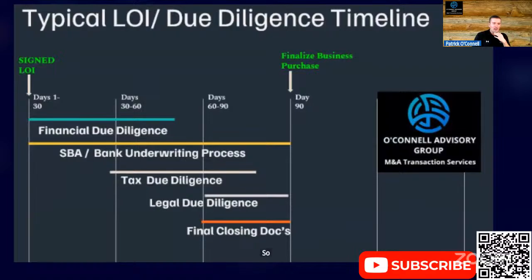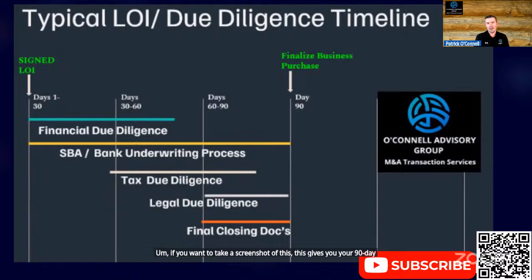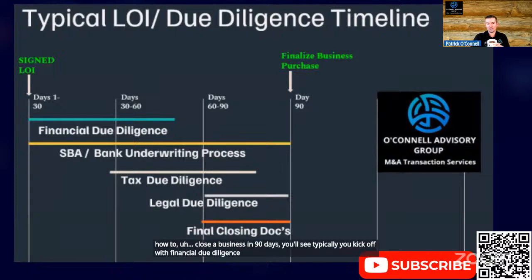When I think about the profit and loss analysis, this is a quick timeline for those of you under LOI. If you want to take a screenshot of this, this gives you your 90-day roadmap on how to close a business in 90 days. You'll see typically you kick off with financial due diligence, and that profit and loss analysis is a key component.